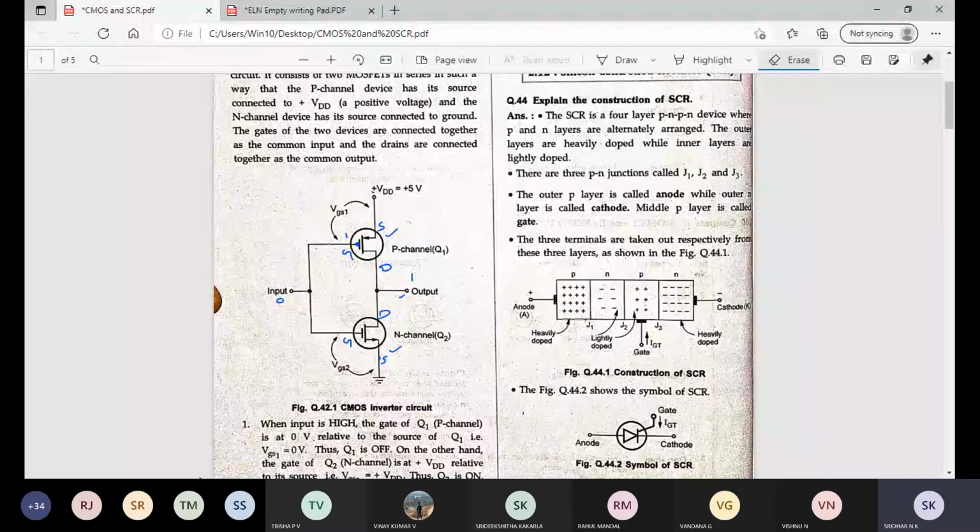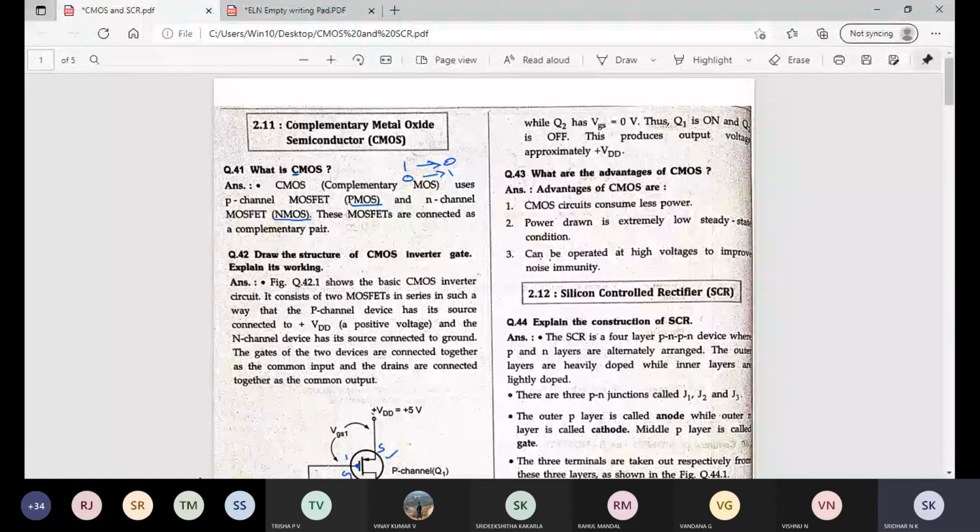Like, CMOS is a combination of PMOS and NMOS. That means complement: if I give input as 1, output should be 0. If I give input as 0, output should be 1. This is the operation that has to be performed. That's why it is called complementary. So this circuit should perform the complement operation. That's why it is called complementary metal oxide semiconductor. It is a combination of P MOSFET and N MOSFET.